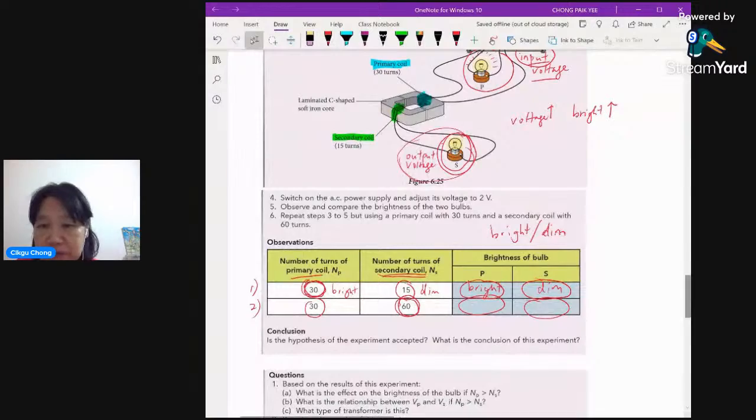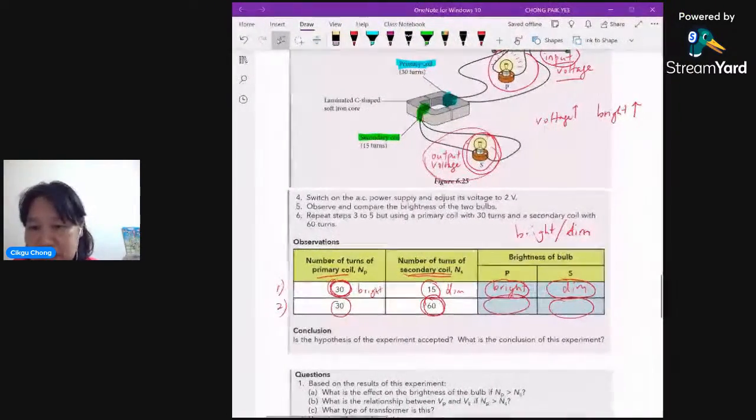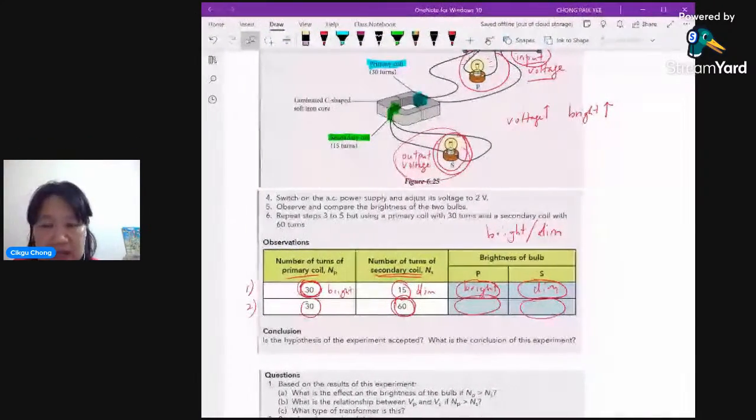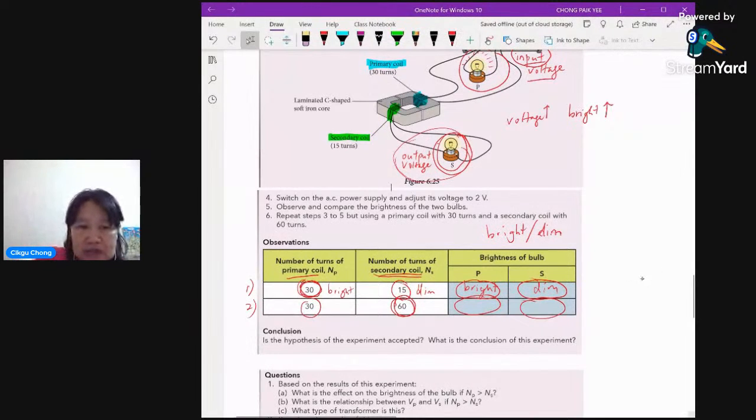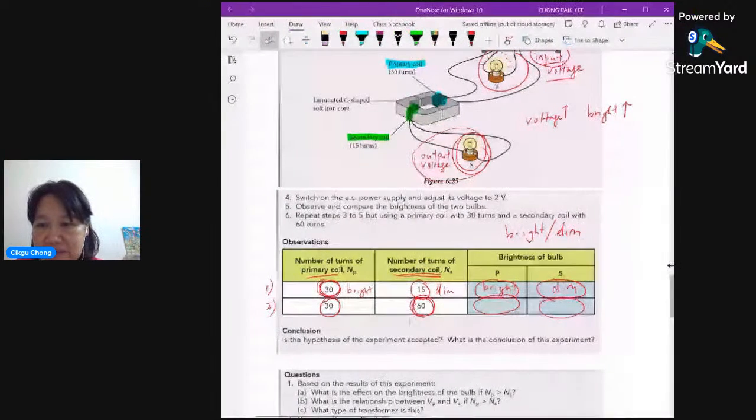So now what is the brightness now? Maybe now here you get an idea what is the correct one. The first experiment. Okay, now what about this one? The second experiment, 30 for the primary, but the secondary has more coils. So the second experiment should be a step up or step down? From 30, the primary coil is less, the secondary coil is more. It's a step what?